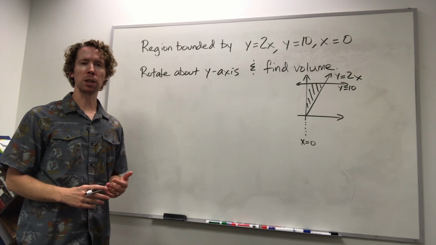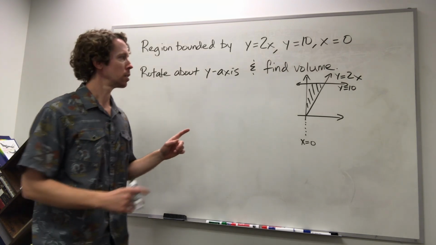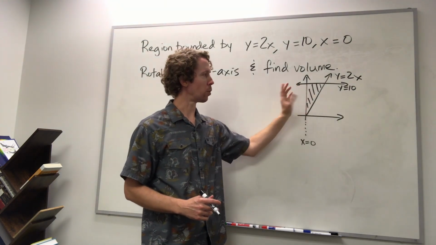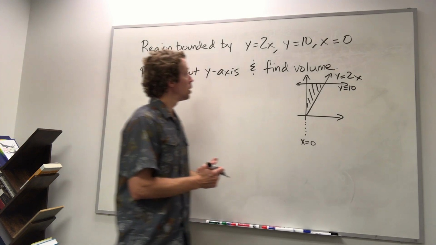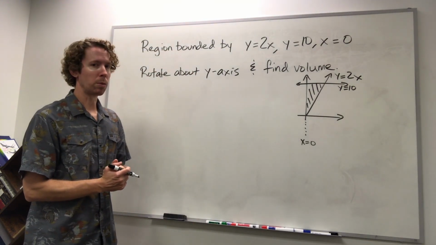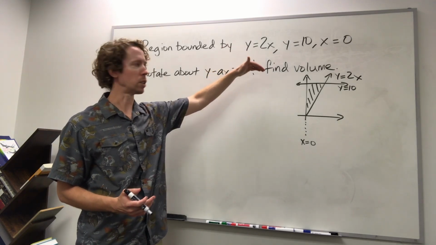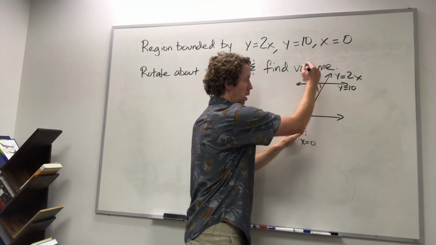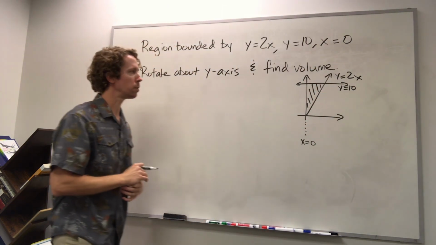I'm going to take a two-dimensional region in the XY plane and rotate it about the Y-axis and find the volume after that object has been rotated around and created a three-dimensional object. The region that I'm going to be working with is bounded by y equals 2x, y equals 10, and x equals 0. This is y equals 2x, y equals 10, x equals 0. So the region I'm working with is shaded there.